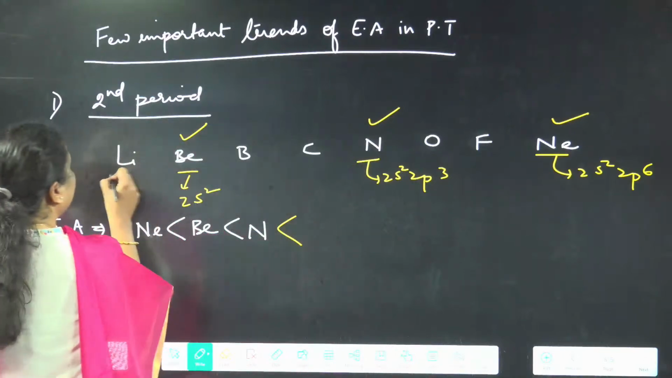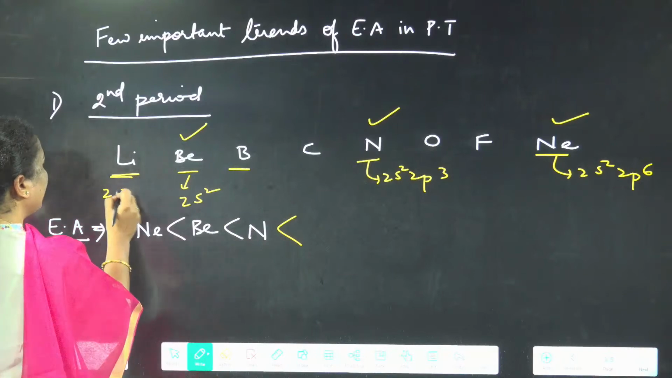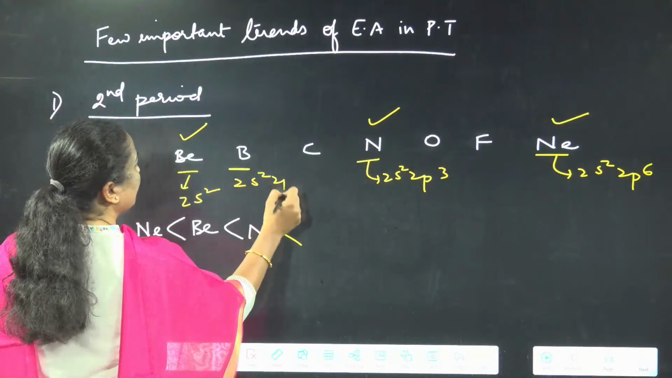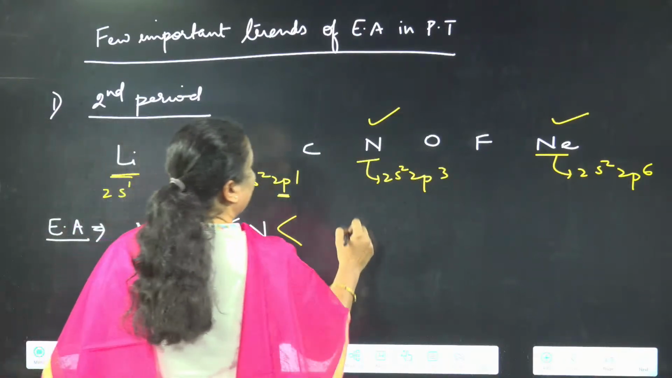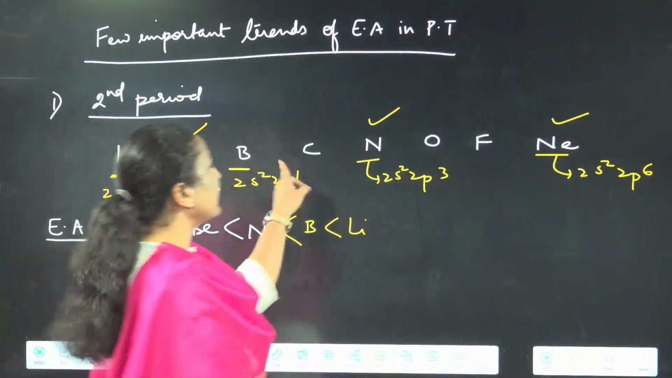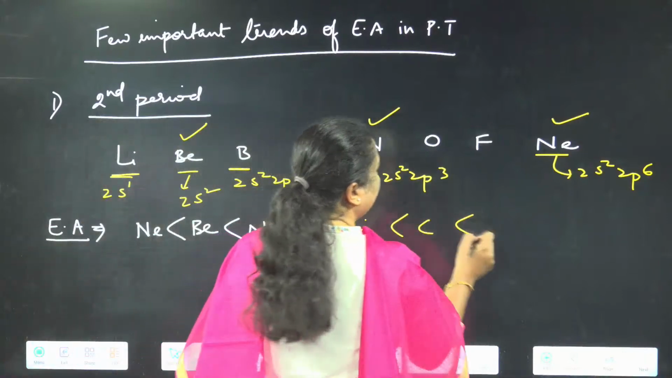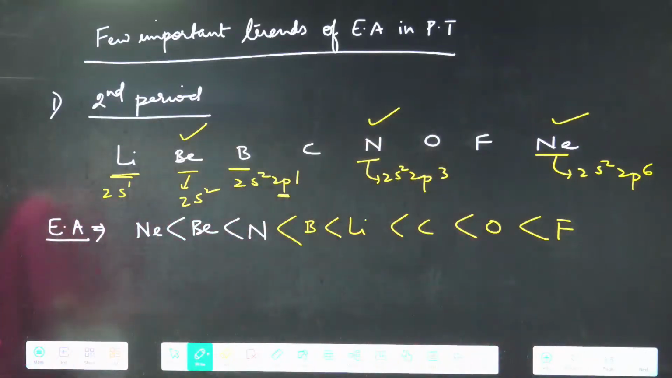Then what are the elements left? Lithium, boron. Just now we have seen for lithium, it is 2s1 you are writing. Here you are writing 2s2, 2p1. According to penetration effect, lithium will have more liking to accept the electron, right? Rest is carbon, oxygen, fluorine. Apply that Z effective. As Z effective increases, the electron affinity also increases.